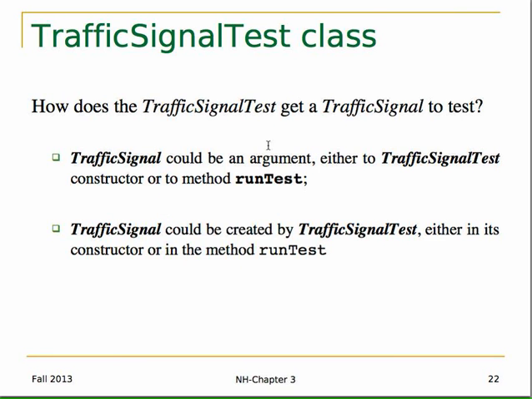How does the traffic signal test get a traffic signal to test? You have to create it. So you have to use the constructor. So a traffic signal could be an argument either to the traffic signal test constructor or to the method run test, but usually what you do is you have to create a data member traffic signal, and we'll take the second alternative, which is to have traffic signal be created by the traffic signal test using the constructor in the traffic signal test constructor.